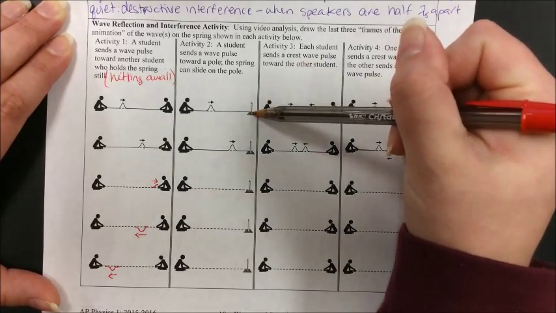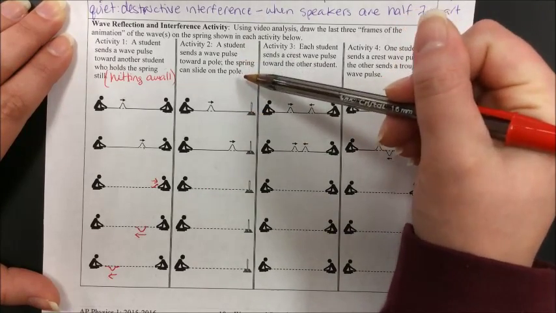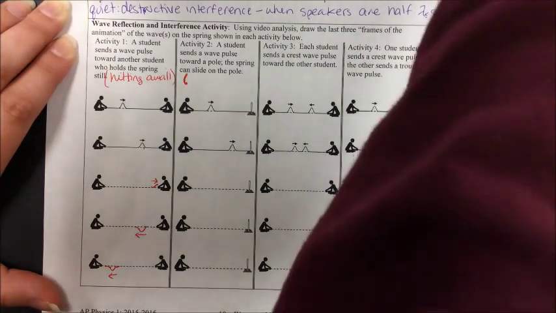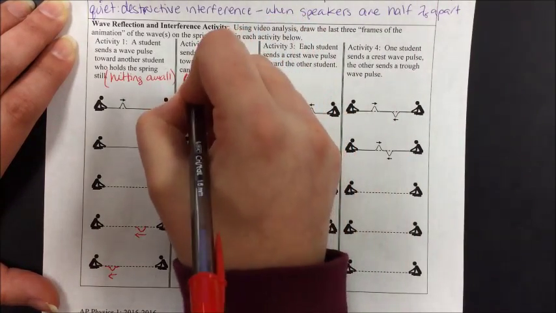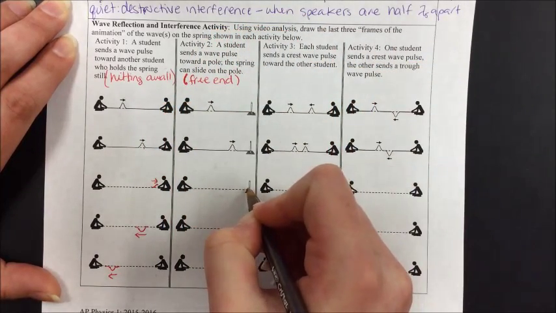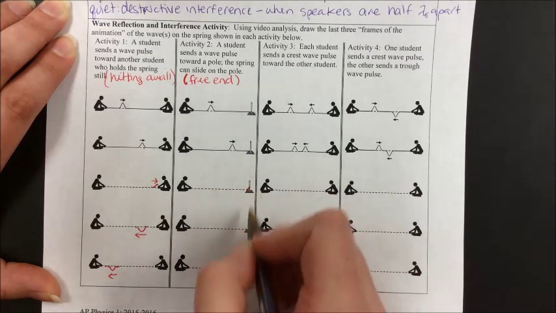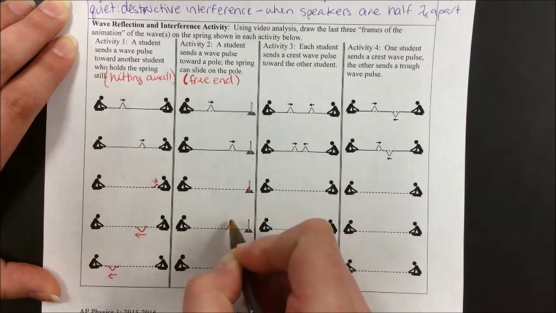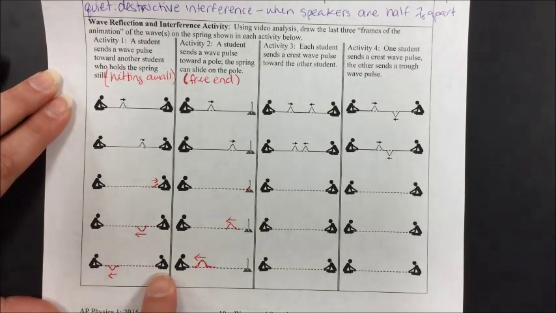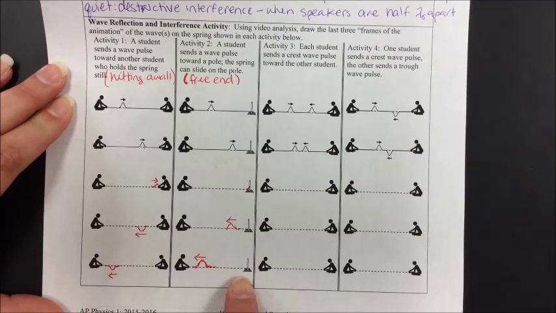And then if we have it hooked up to a ring stand, towards a pole, the spring can slide on the pole. This is the words that we used before. It says reaches a free end of string. So this is going to be like a free end. So it's going to hit our pole right here. And then when it comes back, it's going to be upright. So if it hits something solid, it's going to be inverted. If it hits something free, it's going to be upright.